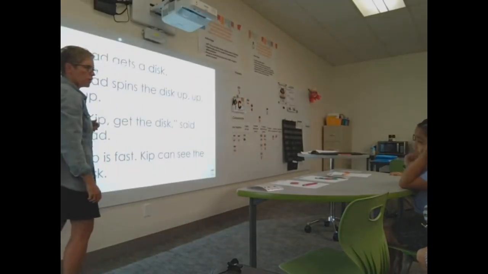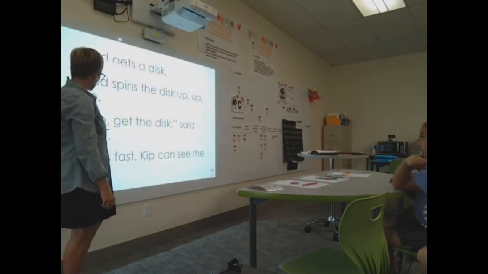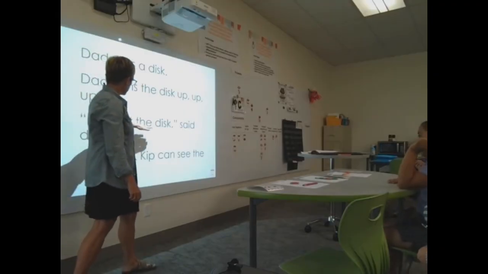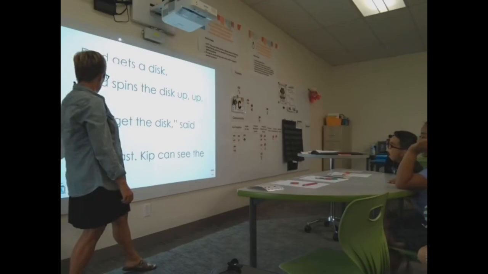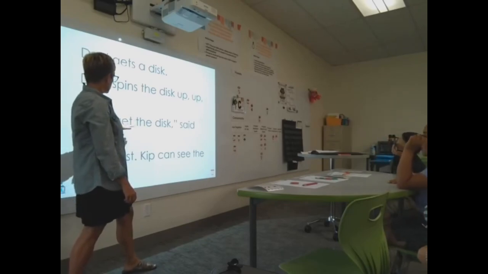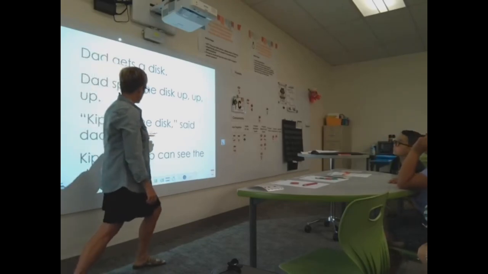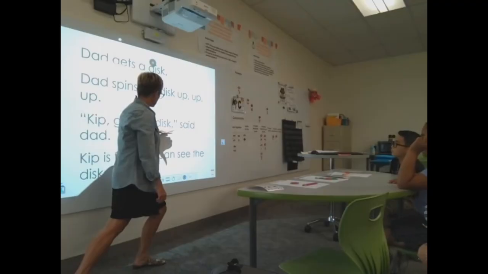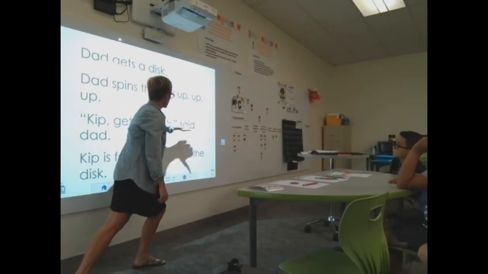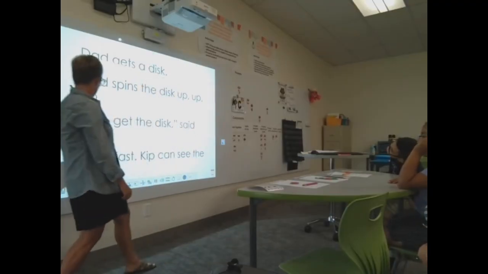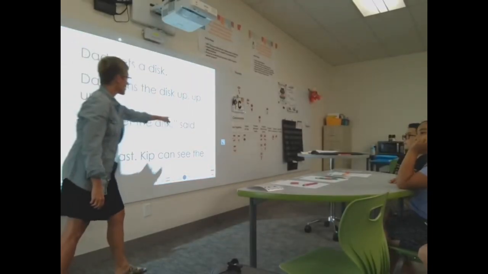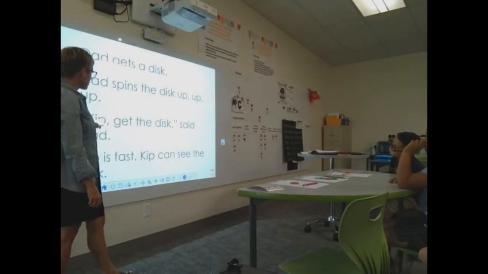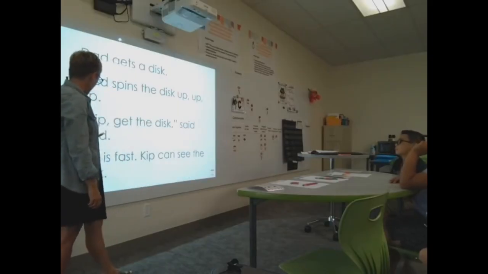Okay, Zaire, what is the character saying? Read this for us. Kip gets the. Oh, what's this word? Get. Go back. Kip, get the disc, said Dad. So who said that? Dad. Dad did. Kip, get the disc, said Dad.